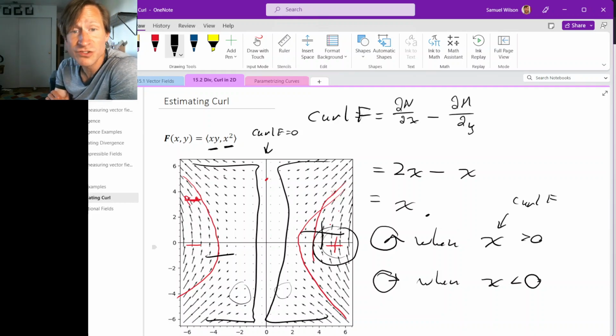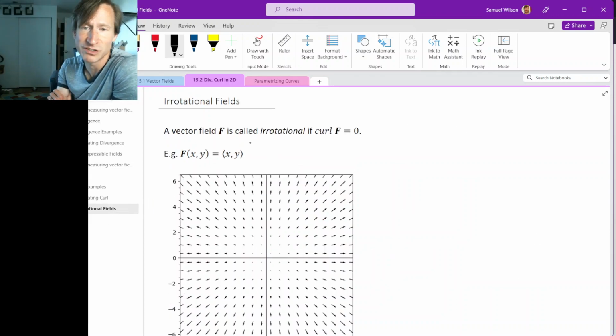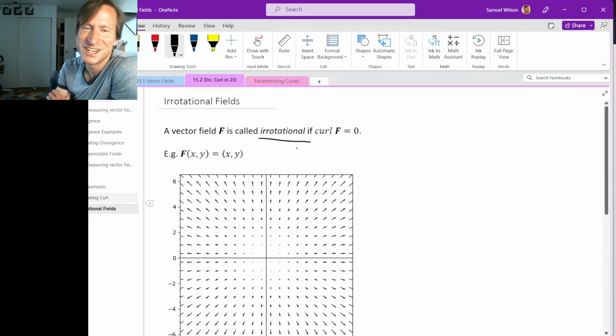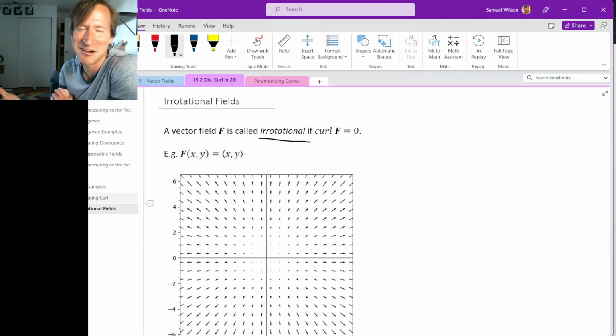There are vector fields whose curl is 0 everywhere, and those are called irrotational fields, or irrotational vector fields. The name is just because curl is like a rotation, and if it's not curling, then it's not rotating. So that's where the name comes from. There are lots of vector fields that are irrotational. You might think that they're a rare thing, and they are kind of a rare thing, but one example is this one, x comma y.